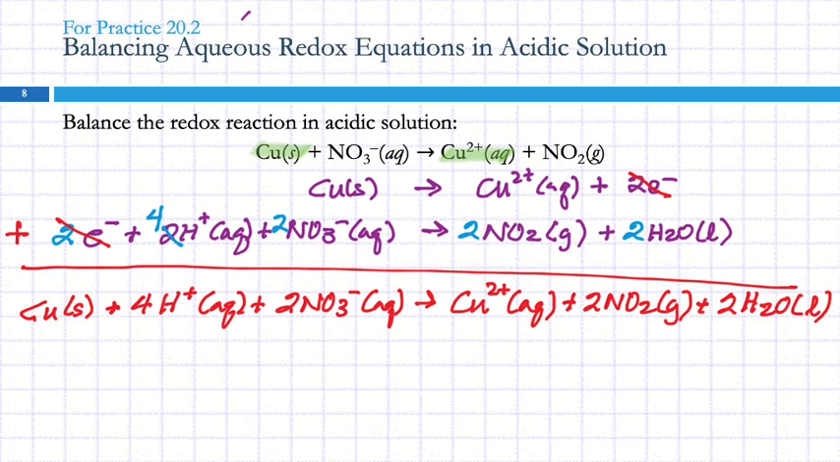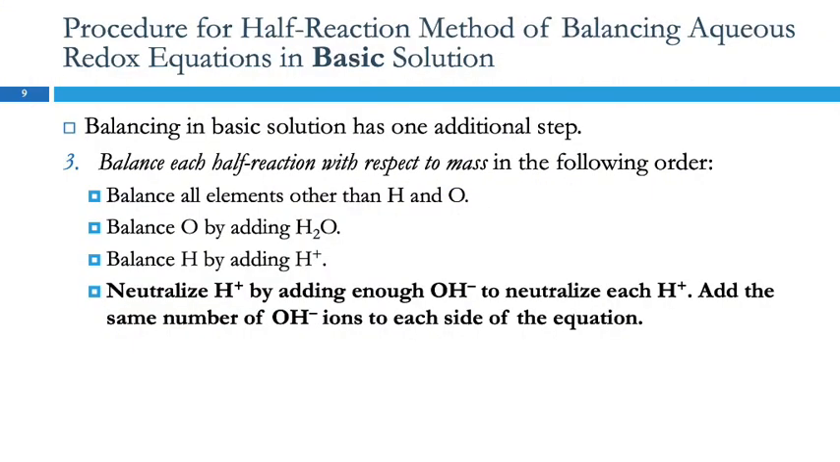You can multiply the top and bottom equations by different numbers. In fact, they have to be different numbers. Otherwise, what's the point in doing it, right? Because that won't change the electrons if you do them the same, right? So it's going to be different. This time we just multiplied one of them. Sometimes you have to multiply both. So that was acidic solution.